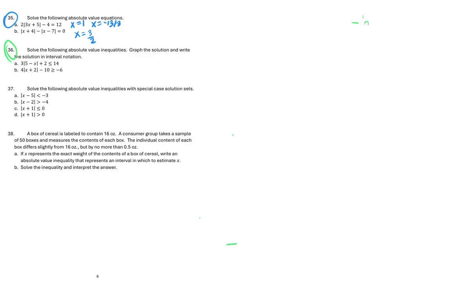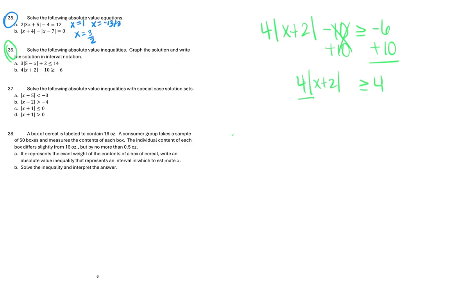Okay, let us move on to part B. So we have 4 absolute value x plus 2 minus 10 greater than -6. So I'm going to add the 10, and then I will get 4 greater than 4 absolute x plus 2. I'm going to divide by the 4, and I'm going to get an x plus 2 inside of here greater than 1. So then I'm going to do a negative x plus 2 greater than this one.